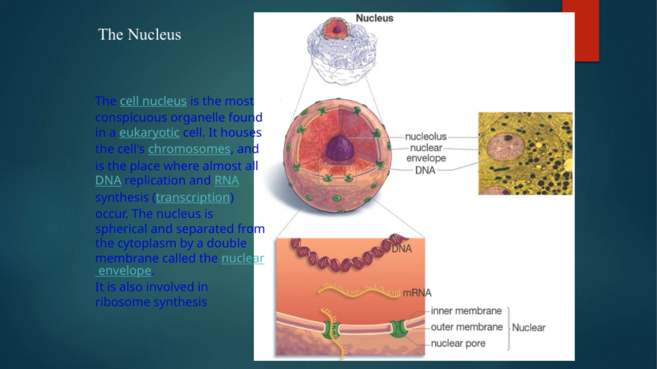The nucleus itself is spherical and is separated from the cytoplasm by a double membrane called the nuclear envelope. Interestingly, the nucleus is also involved in ribosome synthesis, which is vital for protein production. Now, here's a fascinating fact. 2 meters of human DNA can fit into a nucleus that's only about 0.000005 meters across. Think of the nucleus as the cell's command hub, tightly packed yet highly organized, overseeing all the critical activities that keep the cell functioning properly.